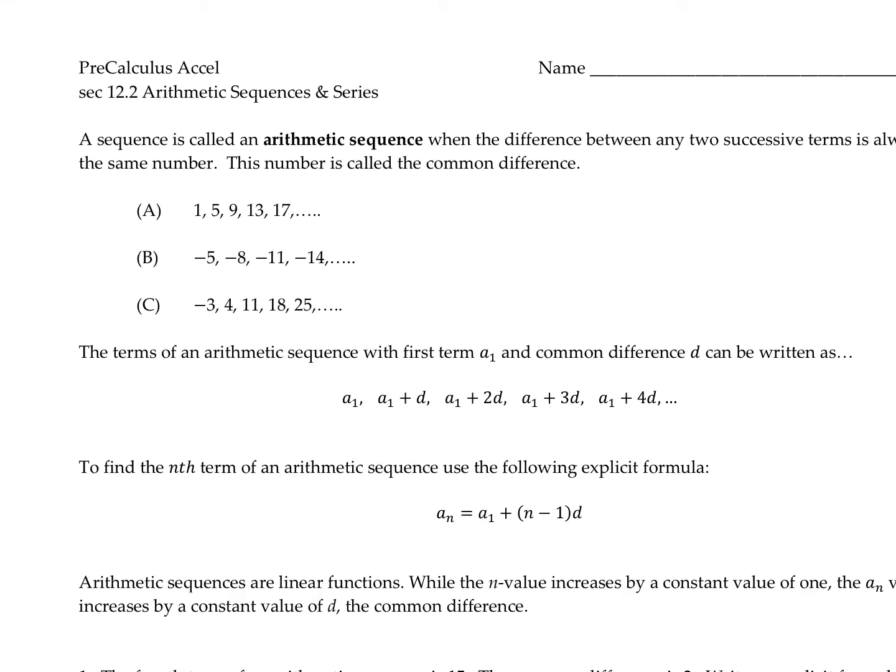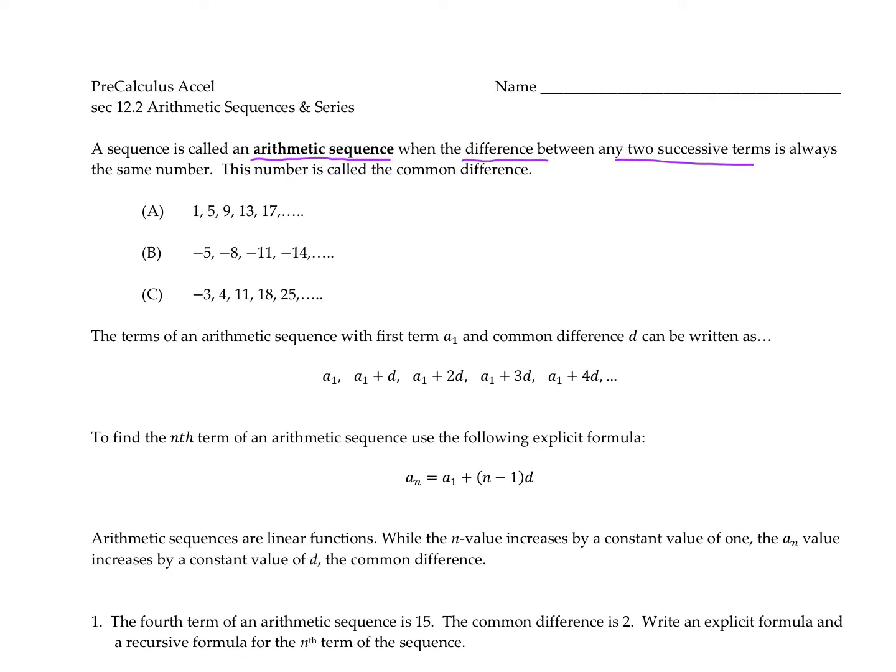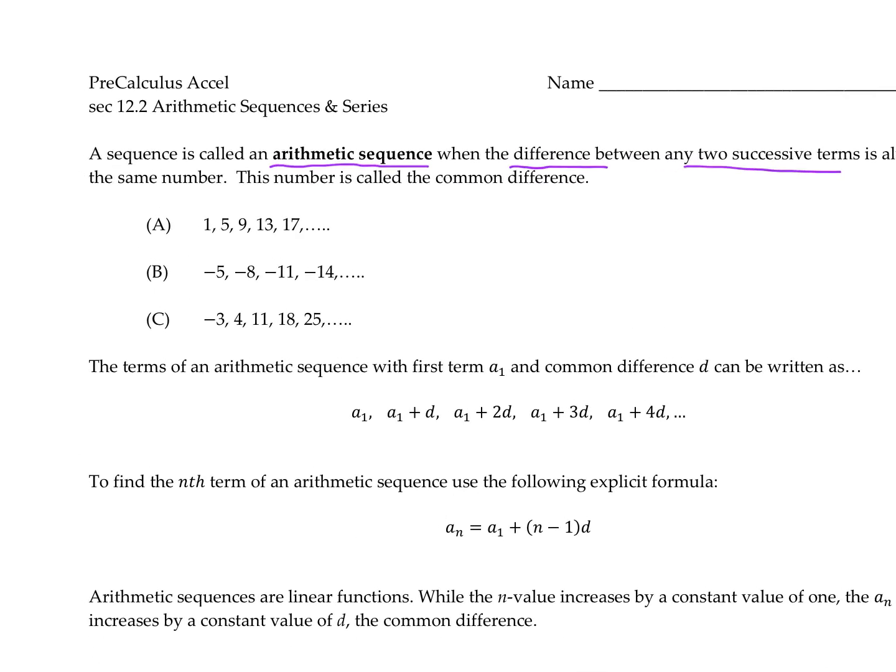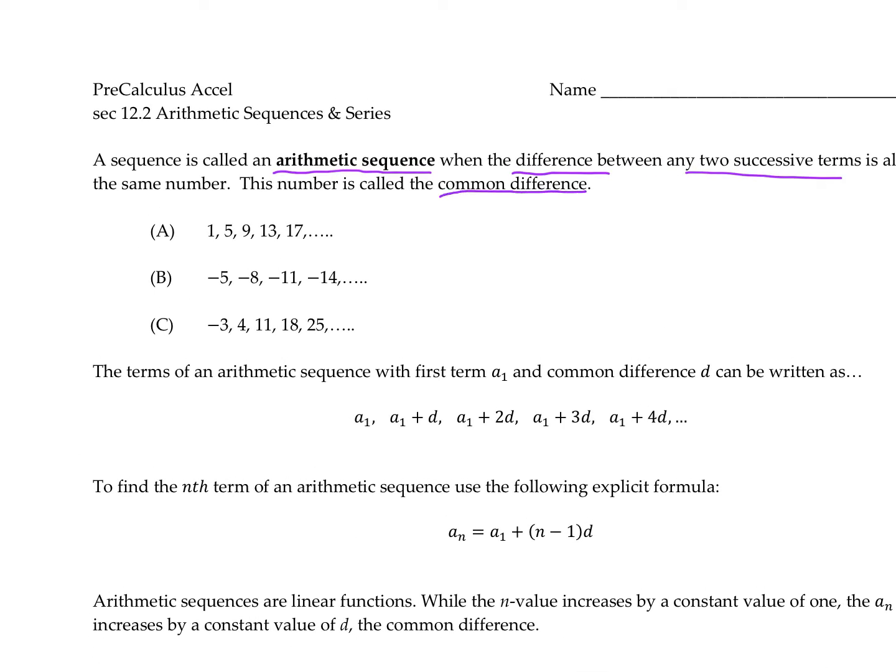In this video, we are going to talk about arithmetic sequences, and tomorrow we're going to talk about arithmetic series. So in this video, we're going to talk about what it means to be an arithmetic sequence, and that's when there's a common difference between your two successive terms. And it's always the same number, and we call this a common difference.